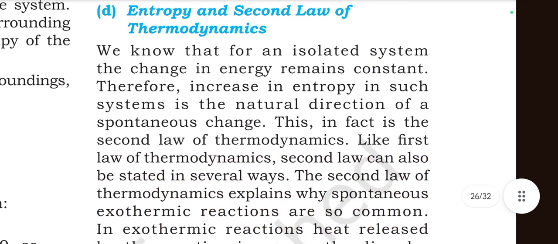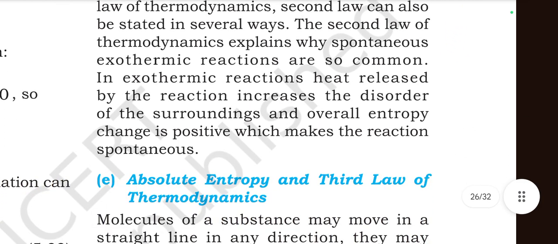The entropy and second law of thermodynamics. We know that for an isolated system, the change in the energy remains constant. Therefore, increase in entropy in such systems is the natural direction of spontaneous change. This is the second law of thermodynamics. Like the first law of thermodynamics, the second law can also be stated in several ways. The second law of thermodynamics explains why spontaneous exothermic reactions are so common. In these exothermic reactions, heat released by the reaction increases the disorder of the surroundings and the overall entropy change is positive, which makes the reaction spontaneous.